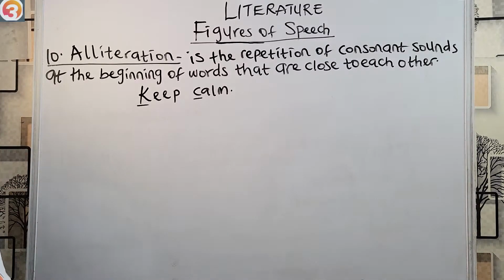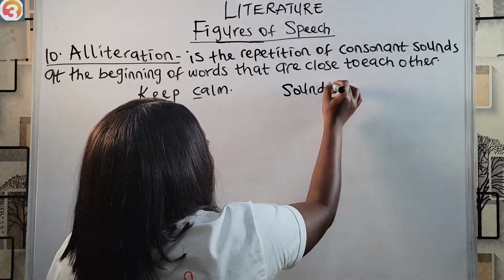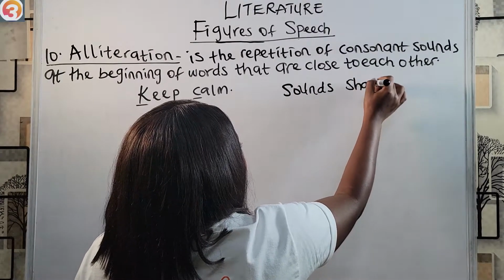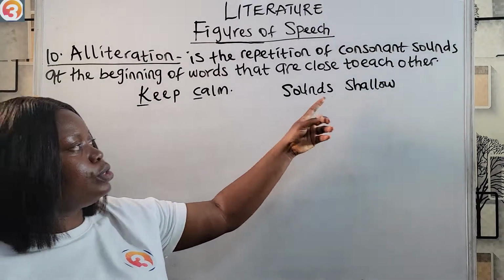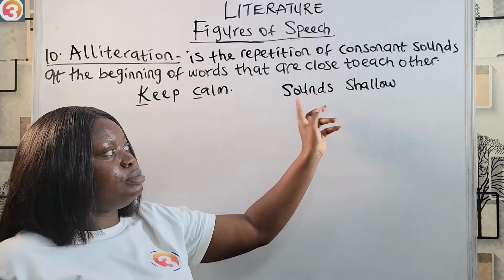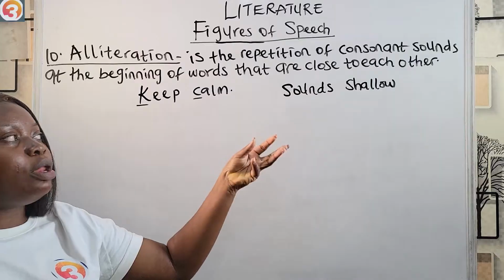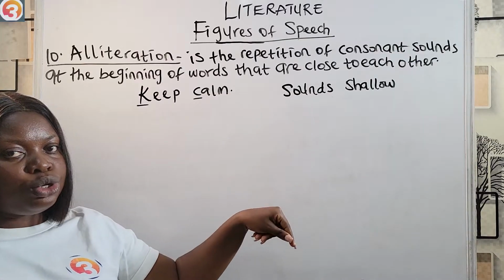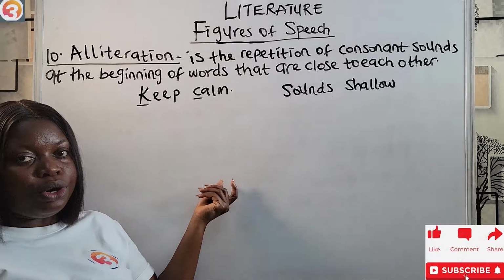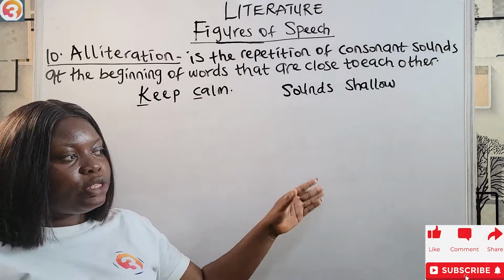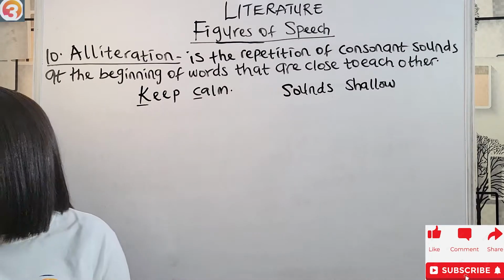So "keep calm," or you could have "sounds shallow." Here, they both begin with the same consonant letter, but they do not have the same sound. So let's take note. It's not about the letters, but about the sound that the letters produce. So when we're talking of alliteration, we're dealing with the consonant sound that begins the word. So if it is next to it and they are same consonant sounds, we say alliteration.